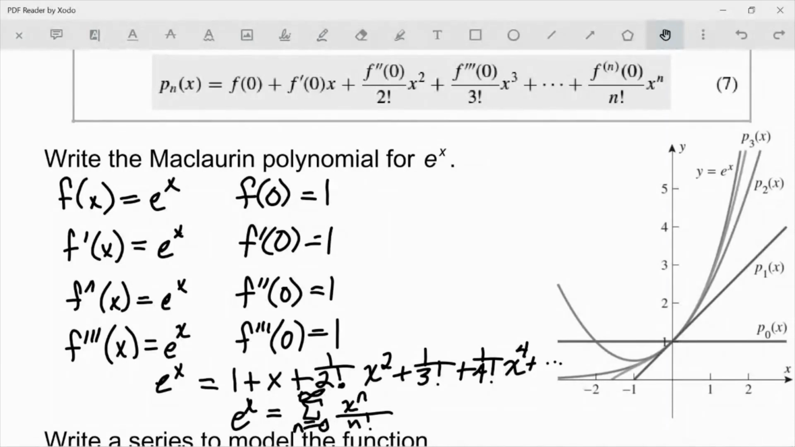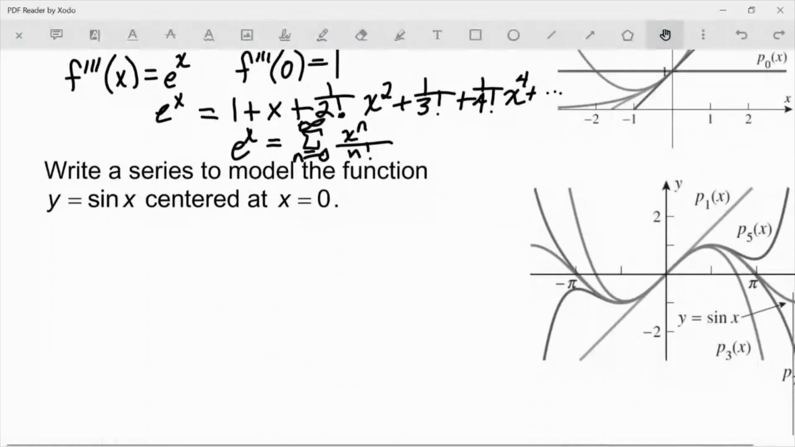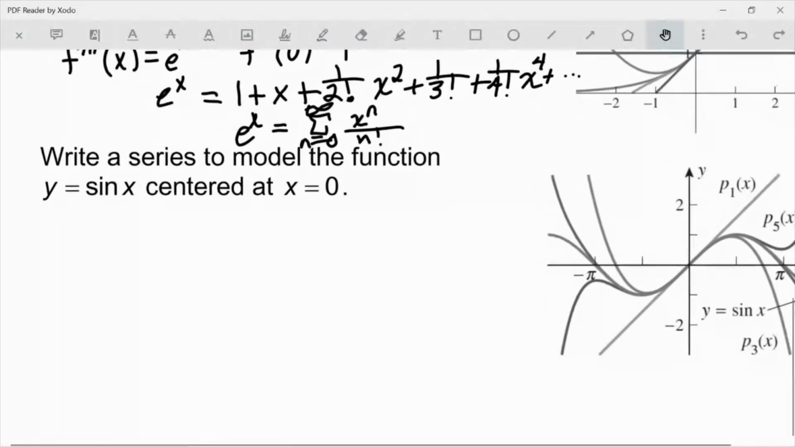And then the accuracy, just go back to the alternating series error, I can figure out how many terms I need. Okay, so there's a lot of stuff that we're going to add on to this. So right now, all we're focused on is just write these out and then come up with the summation notation. Okay, so let's try another one here.